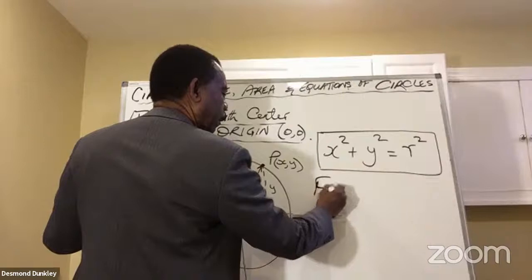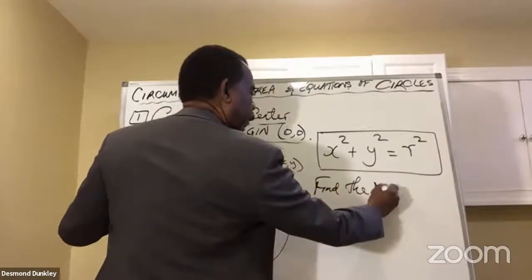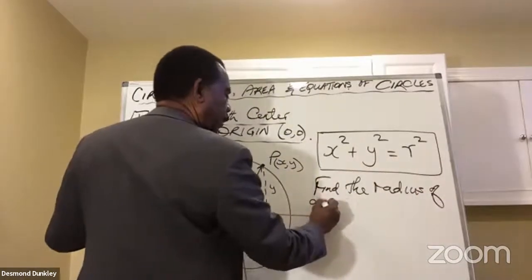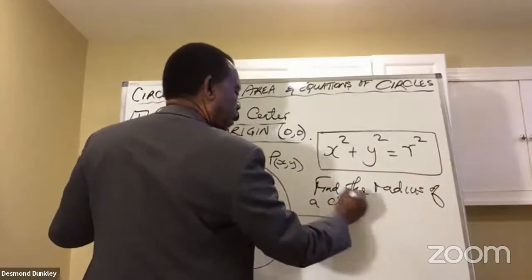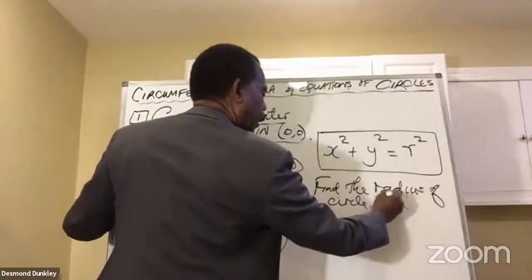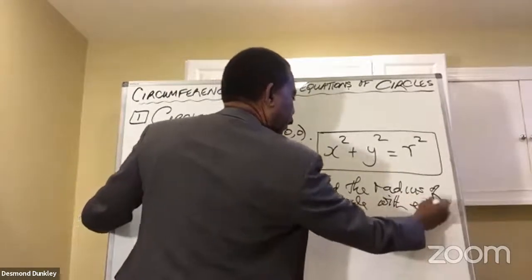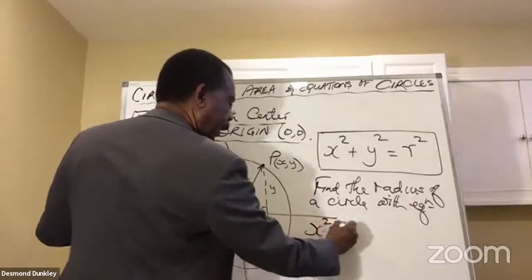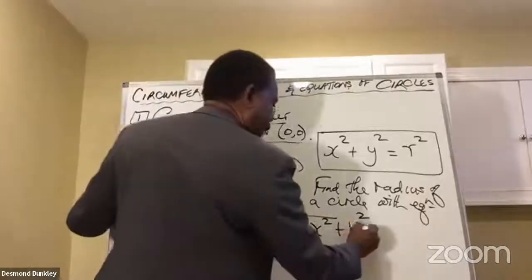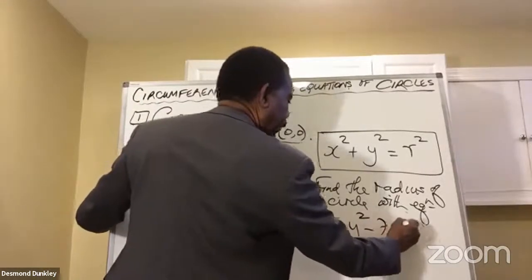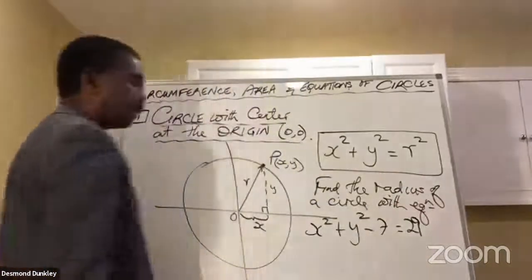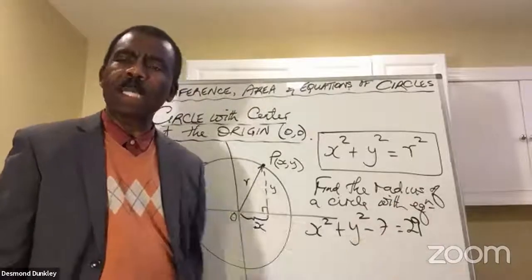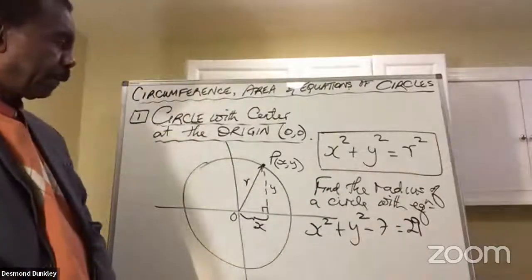Find the radius of a circle with equation x squared plus y squared minus 7 equal to 29. X squared plus y squared minus 7 is equal to 29. What is the radius of that circle?